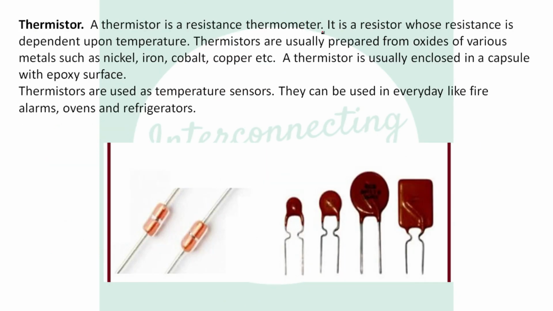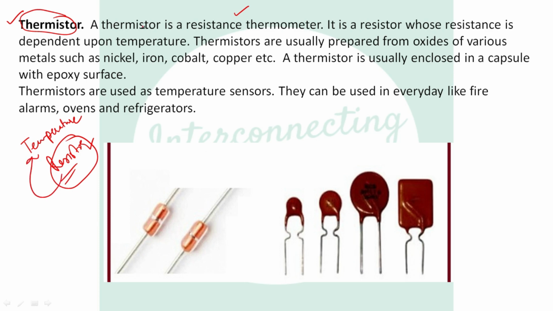Okay. Now what is thermistor? It is very important topic and in 12th examinations, it can be asked for 2 marks. So a thermistor is a resistance thermometer. Now this thermistor is made up of two words. Thermistor: therm means temperature and istor means resistor. So it means it is the resistor whose resistance depends upon the temperature. So a thermistor is a resistance thermometer and it is a resistor whose resistance is dependent upon the temperature.